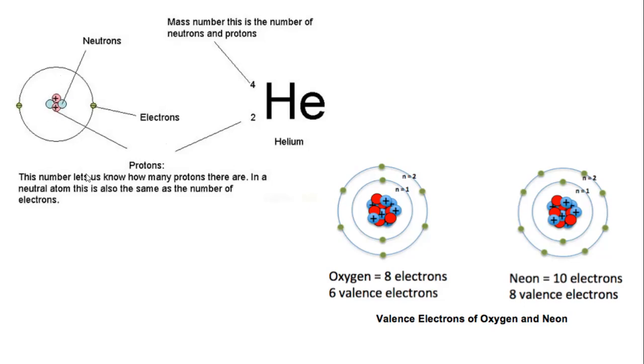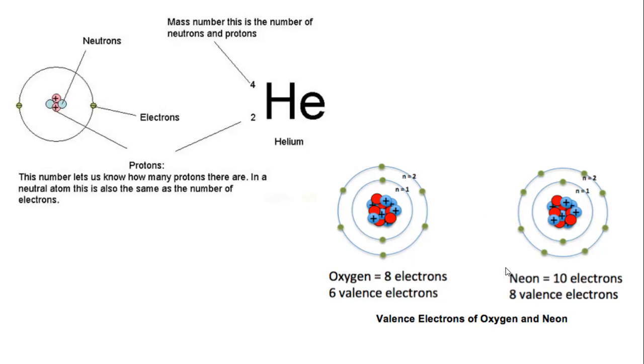Moreover, this number lets us know how many protons are there in a neutral atom. This is also the same as the number of electrons. As long as the atom is not making any bond, either covalent or ionic, the electrons remain in a stable state and the number of electrons is equivalent to the number of protons in any stable atom.